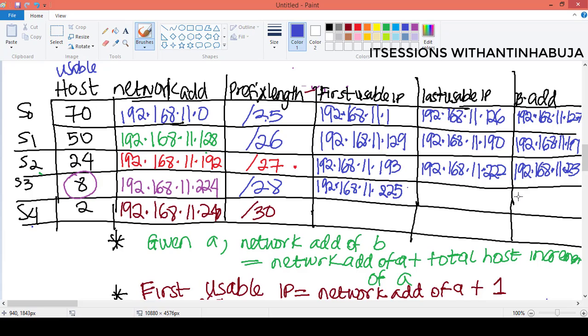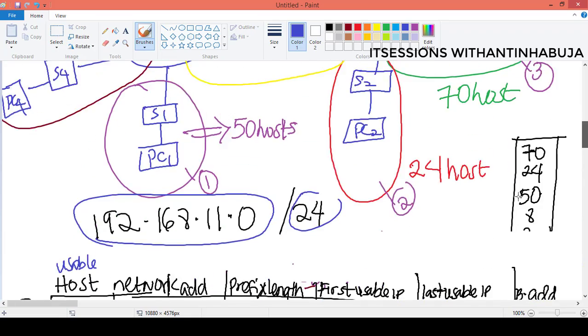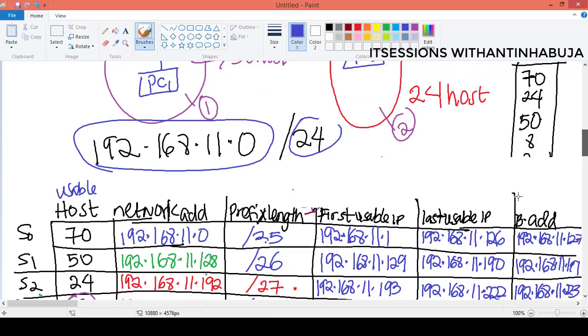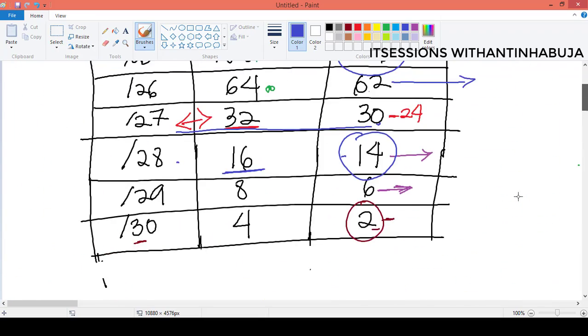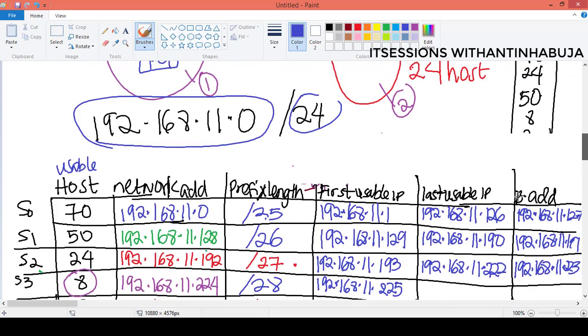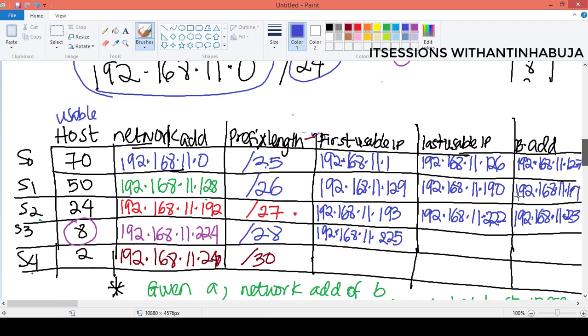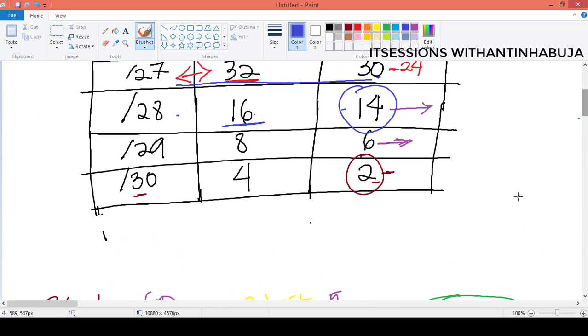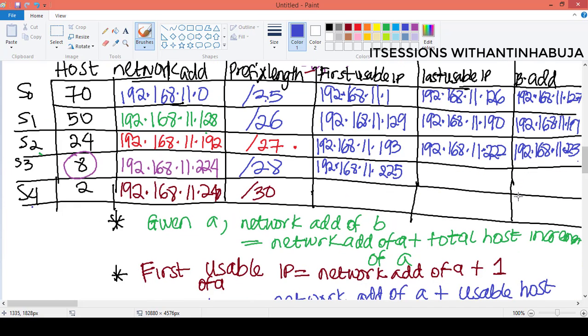Then the last usable IP address will now be our network address plus our usable host increment. Remember the word usable. So last usable IP address will be network address plus usable host increment for that prefix length. So our prefix length was /28. So we look at /28. What is our usable host increment? This is 14. So we then add 14 to the network address of that layer.